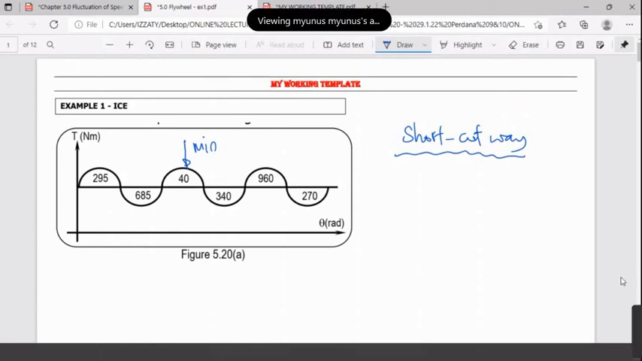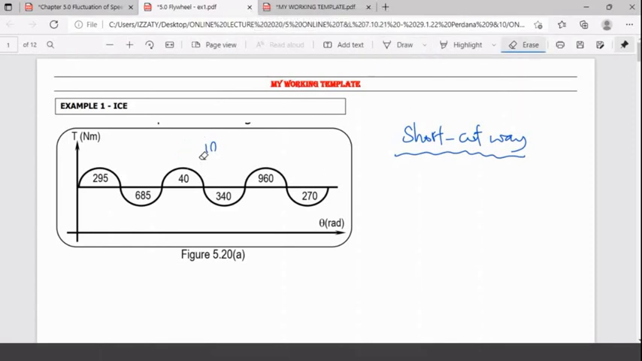I got something. One minute, yeah. My system here.